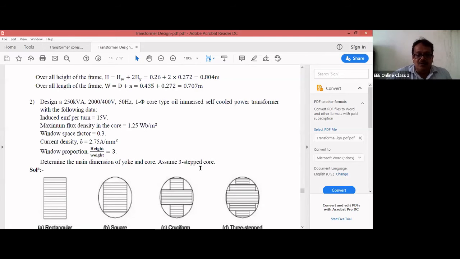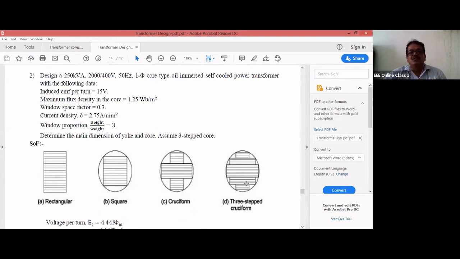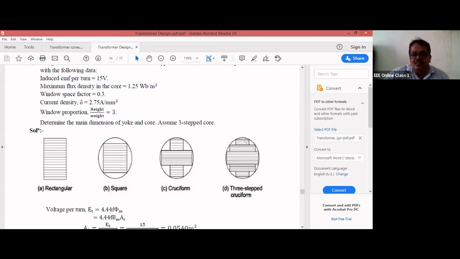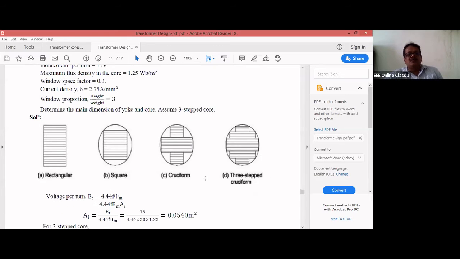Assume 3-stepped core. If you see the figure, this is called a 3-stepped core. This is a rectangular core. You can see this is a square core. This is a cruciform core or 2-stepped core, and this is called a 3-stepped core. Let us solve the problem.